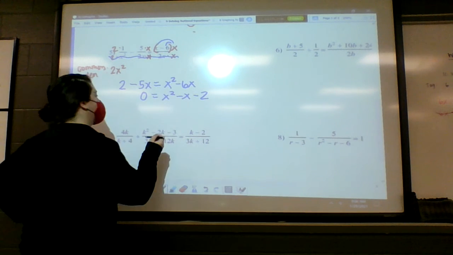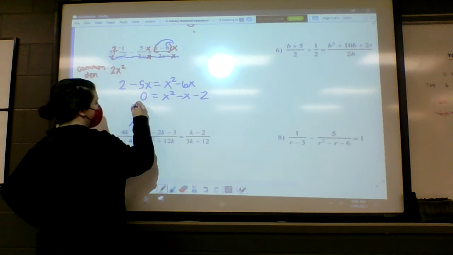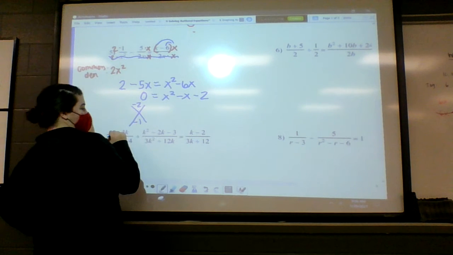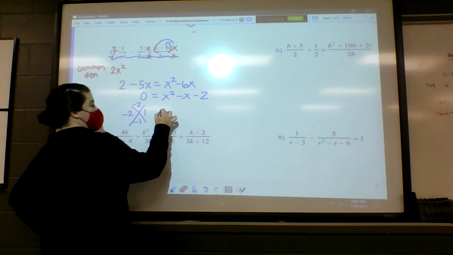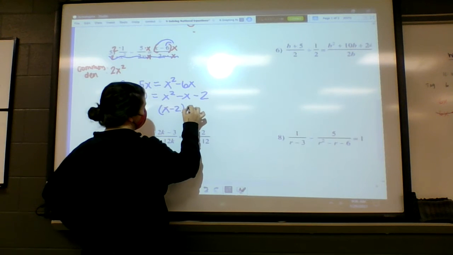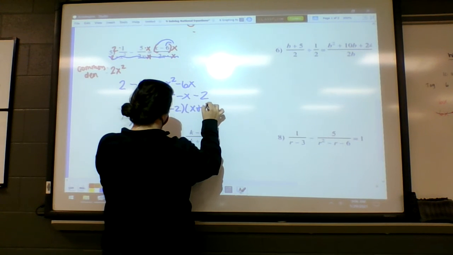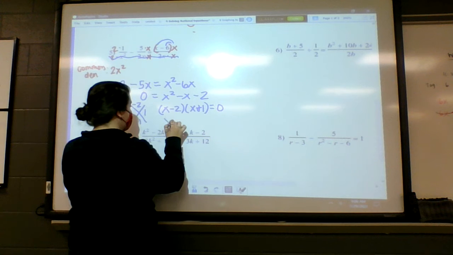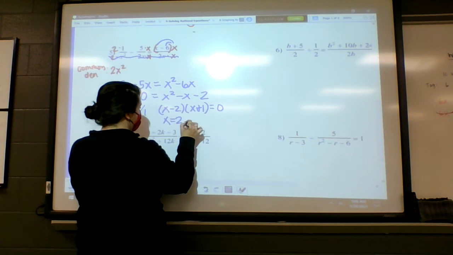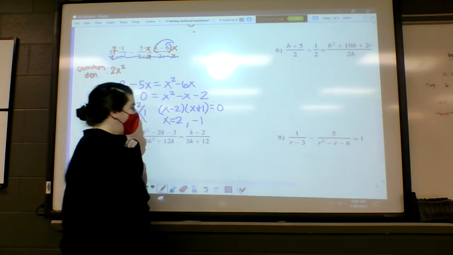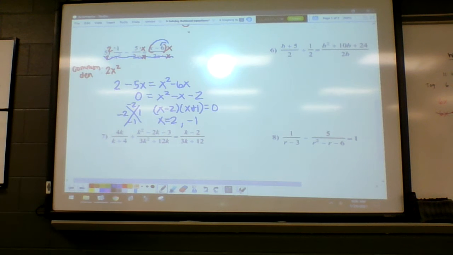It does. 2 numbers that multiply to be negative 2 and add up to be negative 1: negative 2 and 1, so x minus 2, x plus 1. So x equals 2 and negative 1. This equation doesn't have one answer, it actually has 2. Both of those numbers make this equation true, unless one of them is extraneous. So let's check real fast.